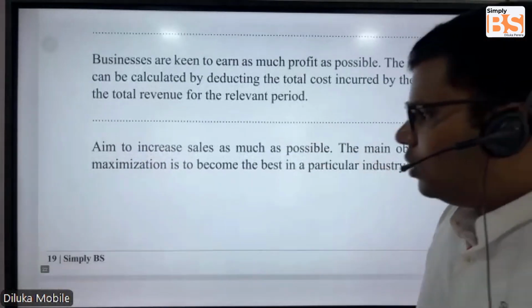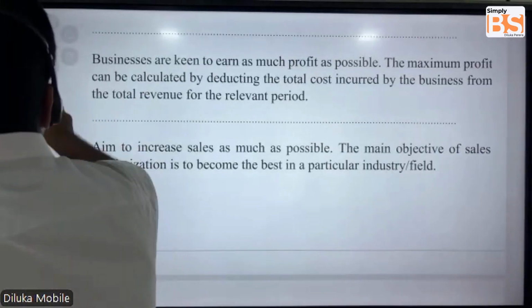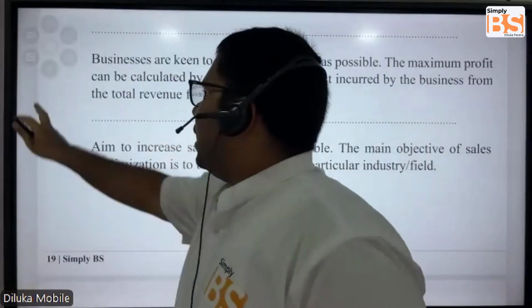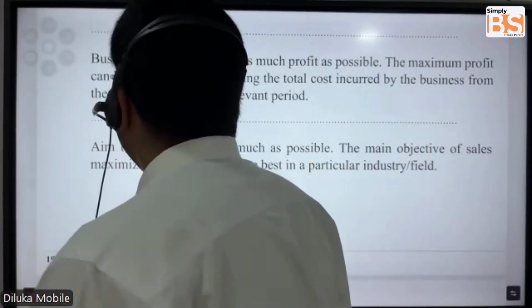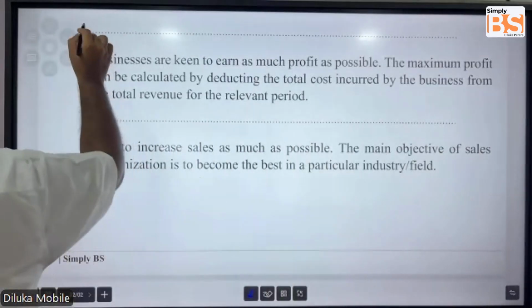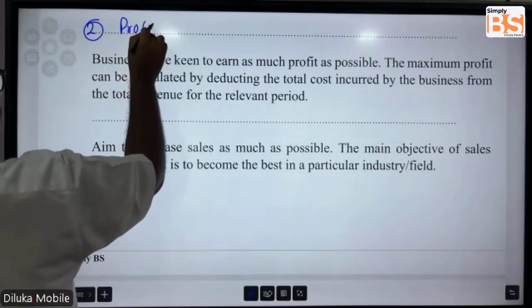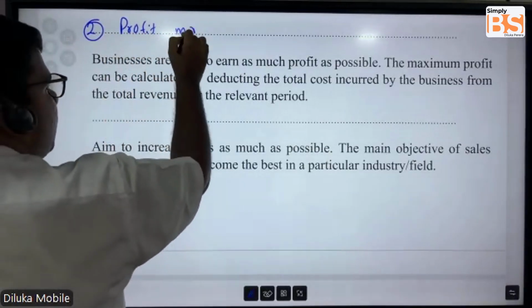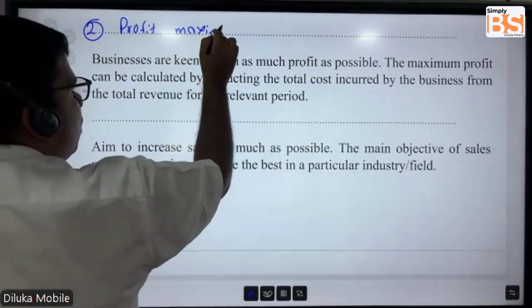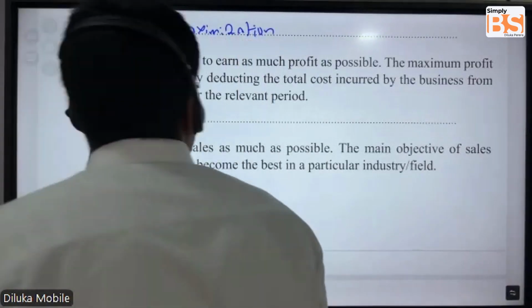All right, students, let's move on to the second aim of a business. You can write profit maximization.